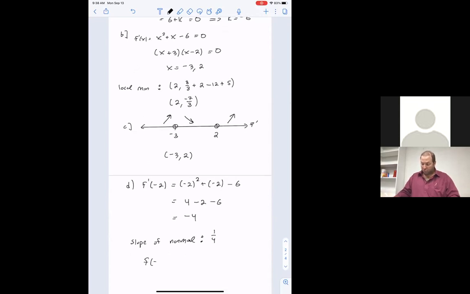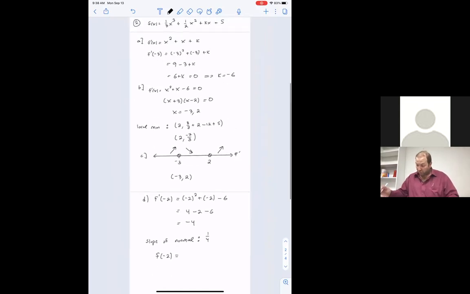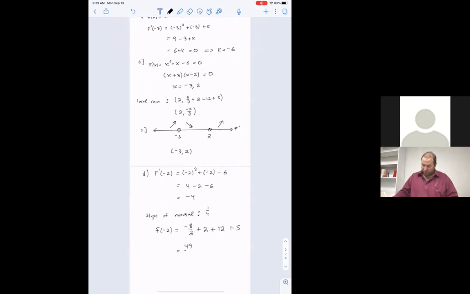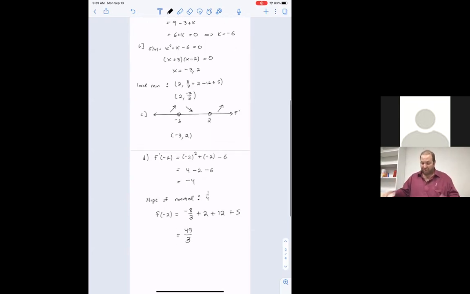Of course, I need to know what the y value is at -2. So -2 cubed is -8, so I get -8/3. -2 squared is 4, over 2 is plus 2. -6 times -2 is +12 plus 5. 12 plus 2 is 14, plus 5 is 19. 19 times 3 is 57. 57 minus 8 is 49. I'm going quick because I want to get this done fast. I might make a silly math mistake.